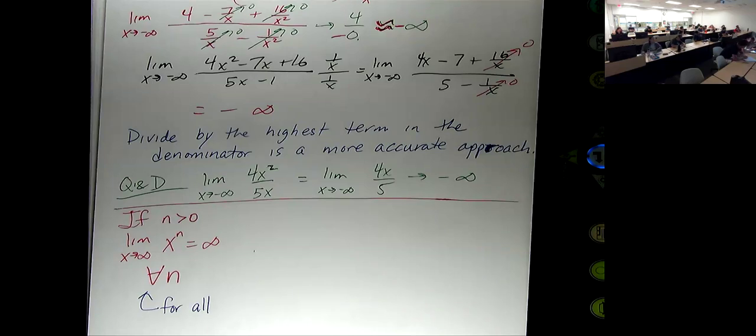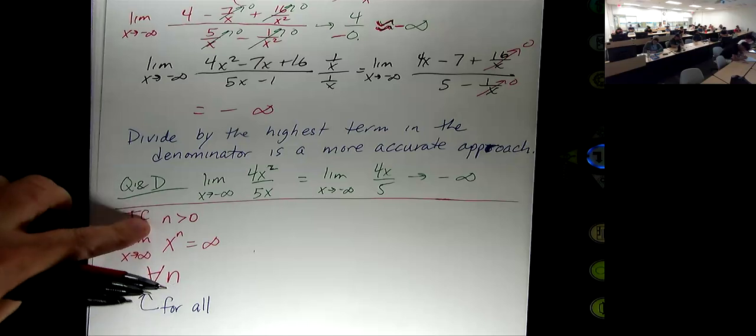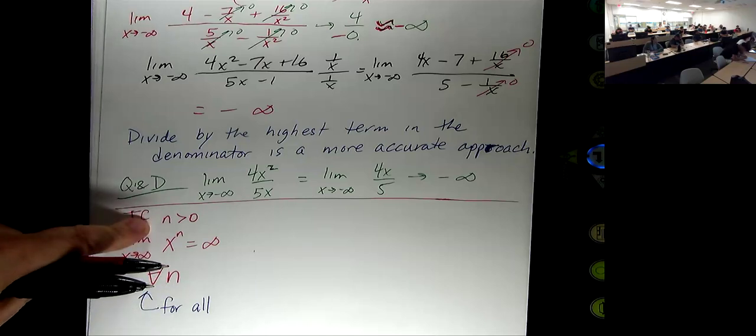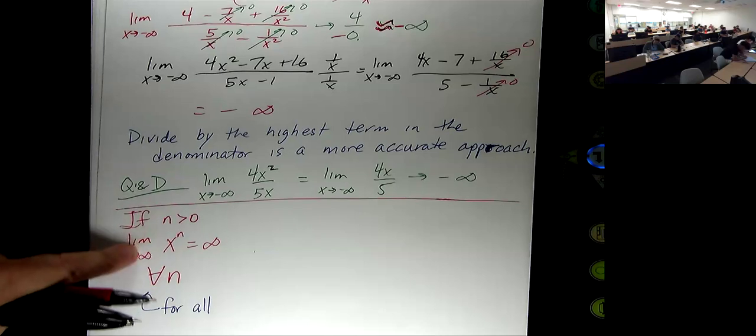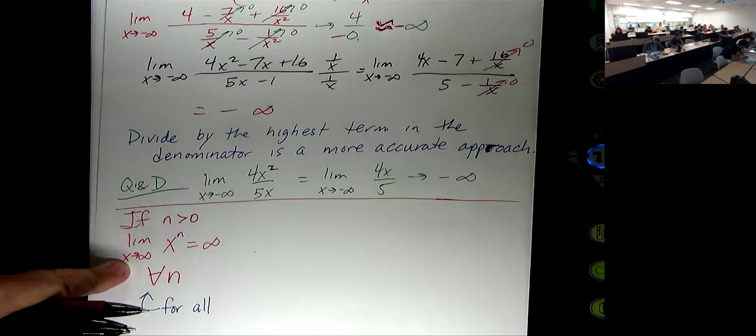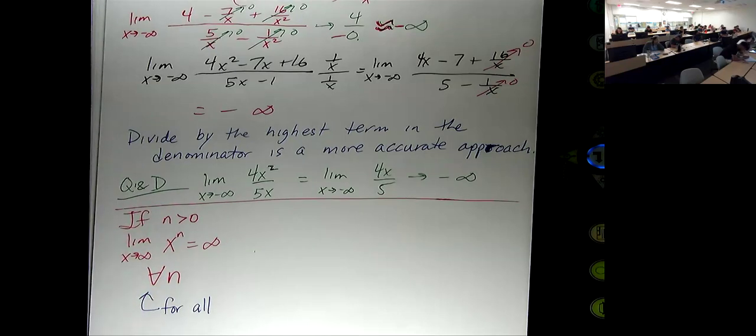So as long as n is bigger than 0, it doesn't matter. As x is getting larger and larger, we could have n equals 1/10, the 10th root of x. It's still, as x gets larger and larger, even though we're taking the root of it, it's still getting larger and larger as it's approaching infinity.